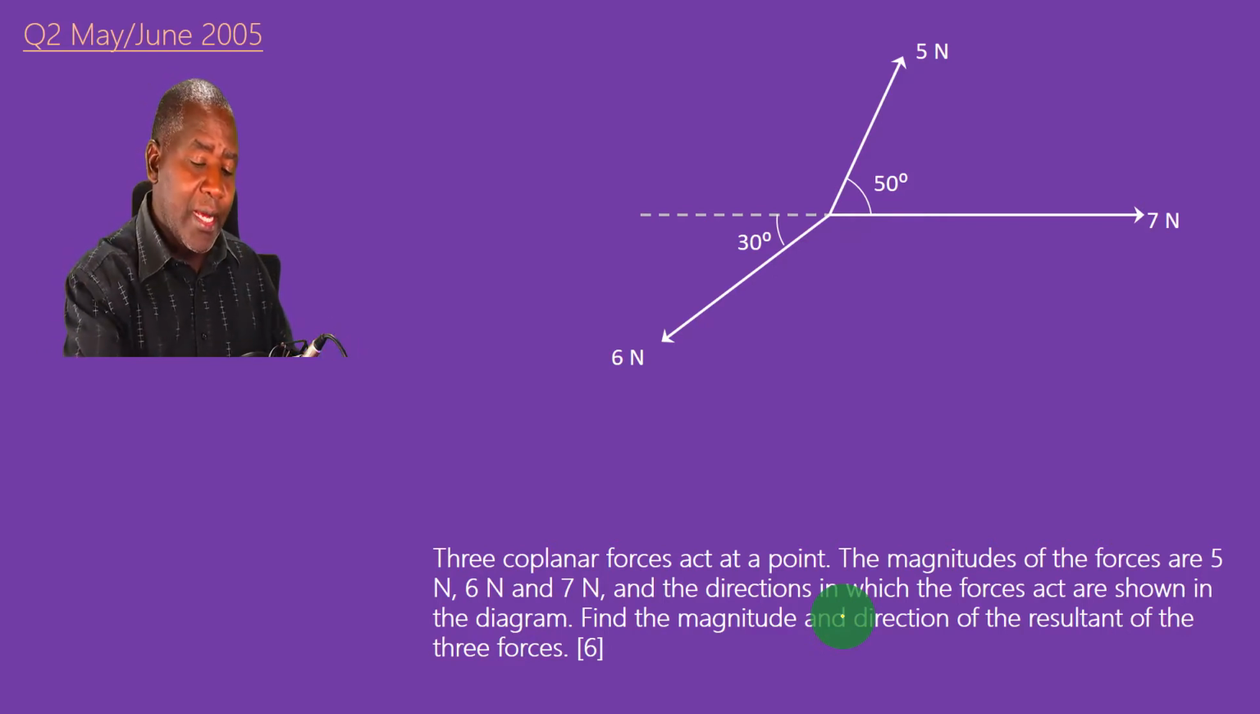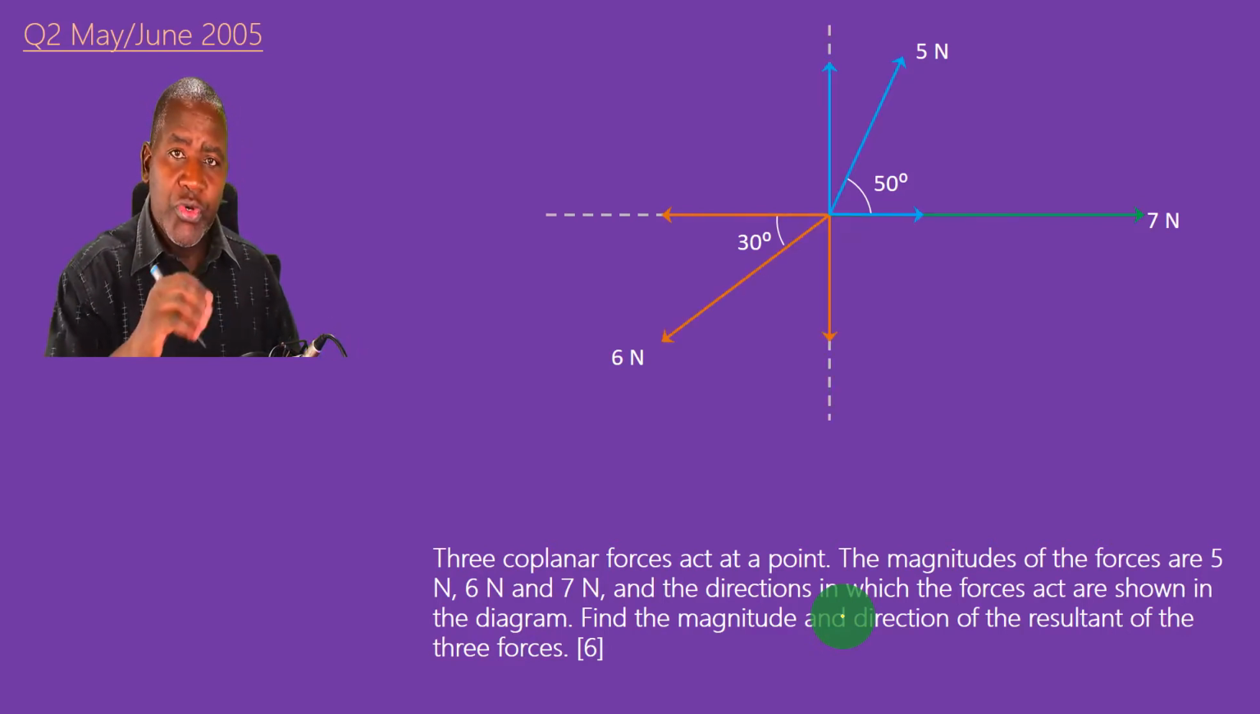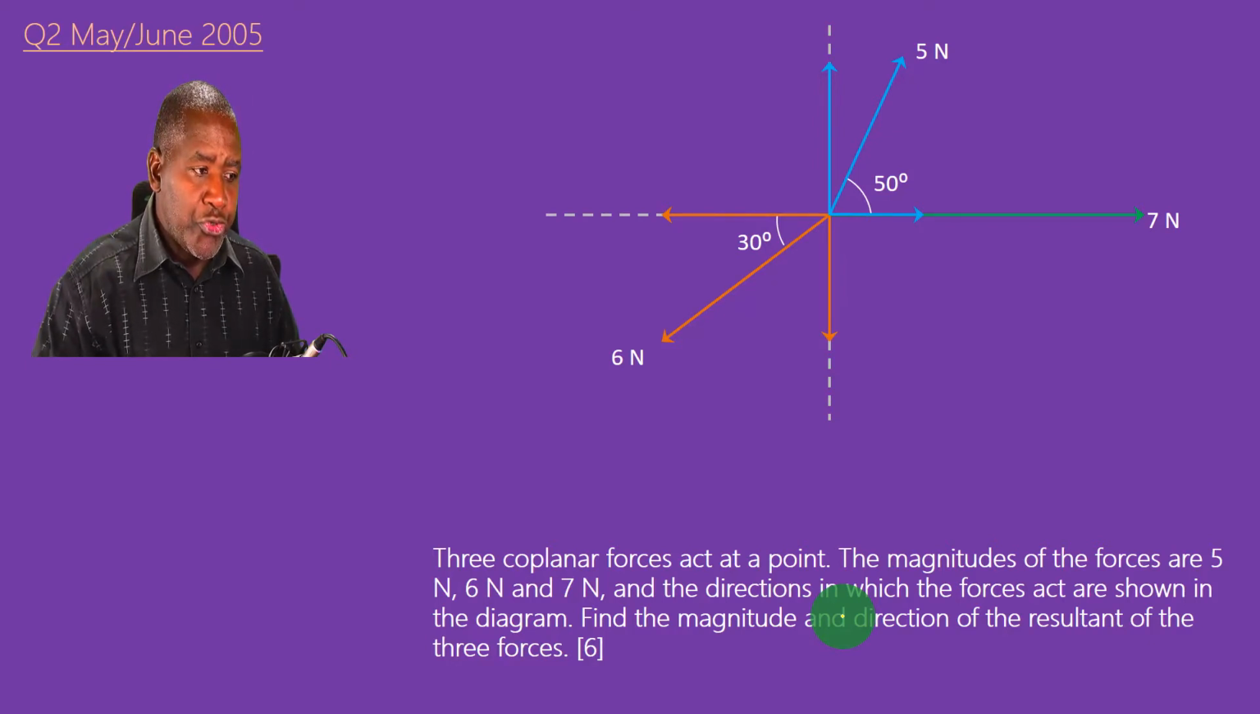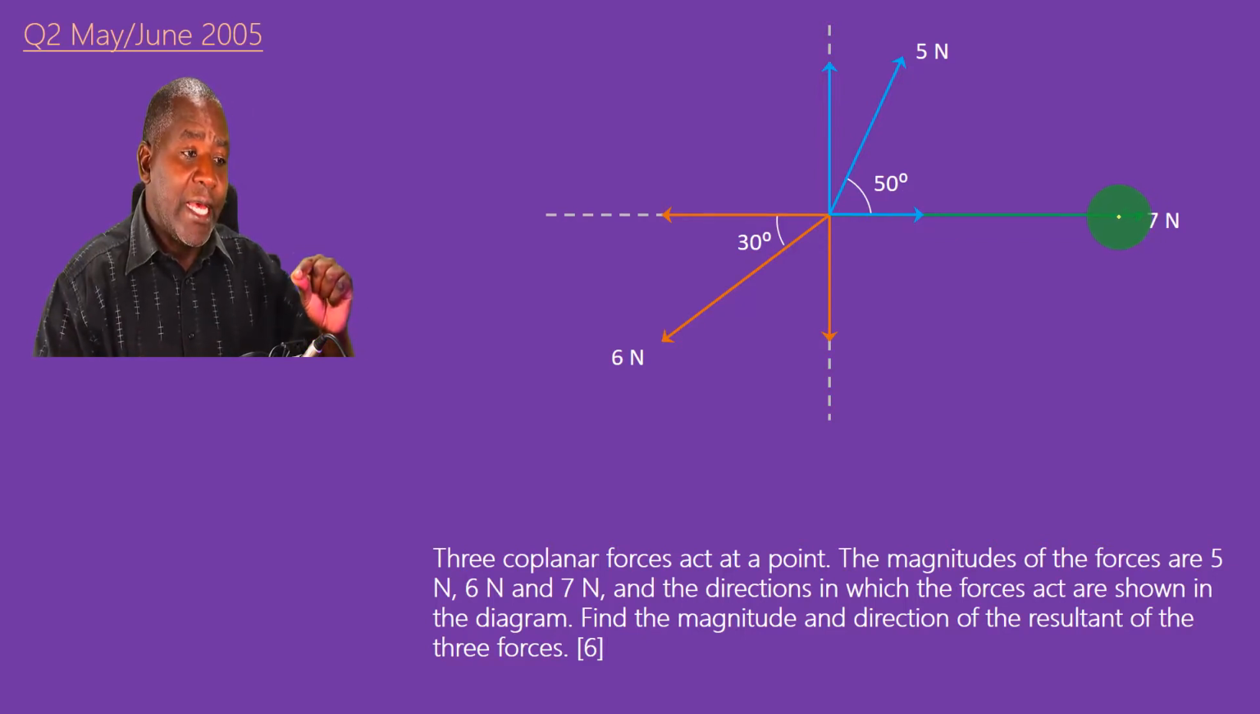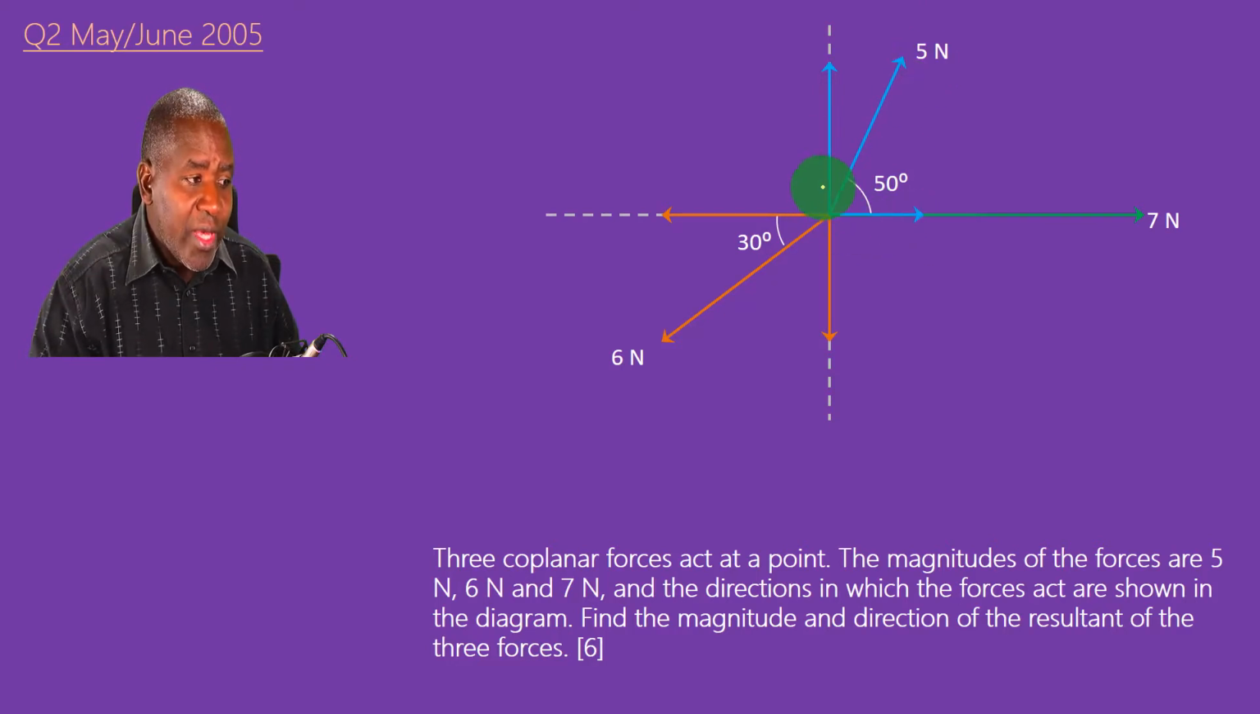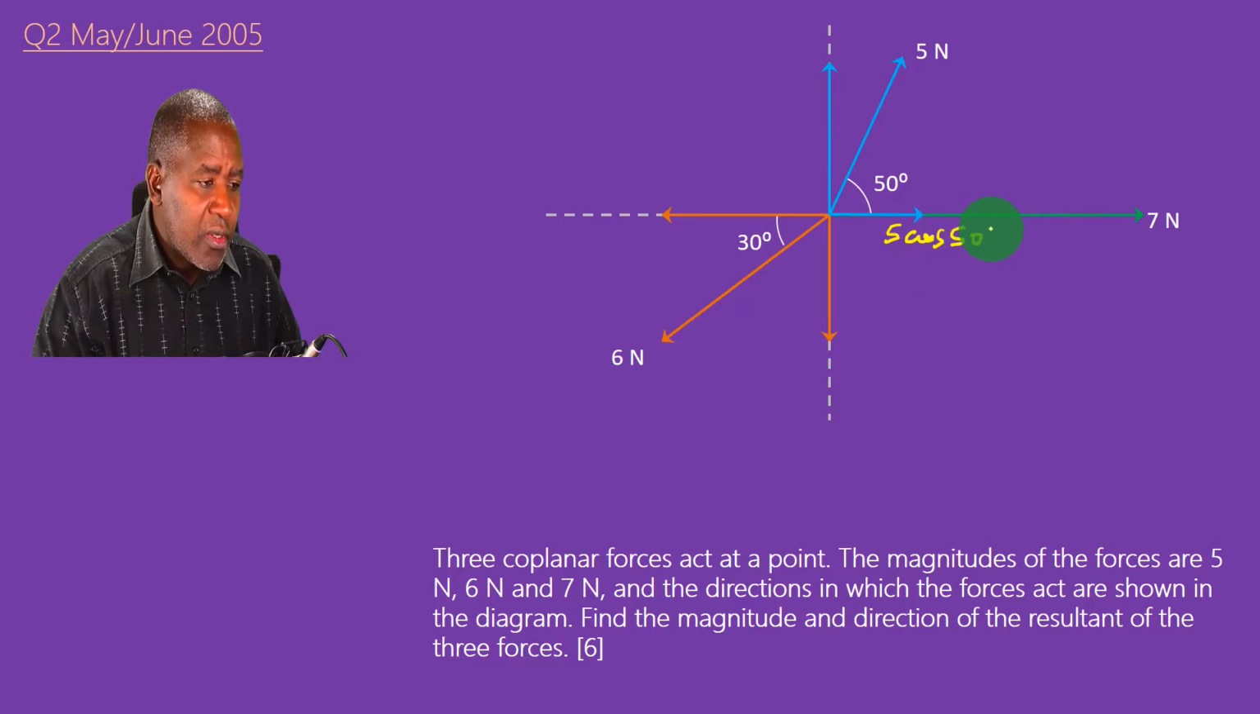So I went ahead and drew that diagram just to show you that the 7 Newton force, we don't resolve it because it is already in the standard direction. But the 5 Newton force must be resolved this way and that way. And the component of the 5 Newton force here will be 5 cos 50. And this one will be 5 sine 50. You always resolve twice.